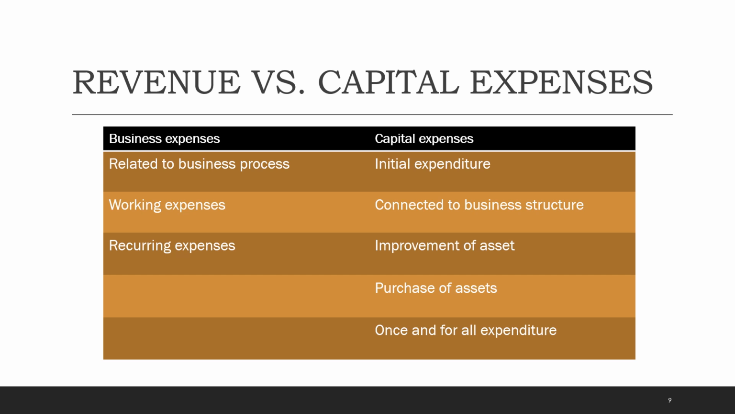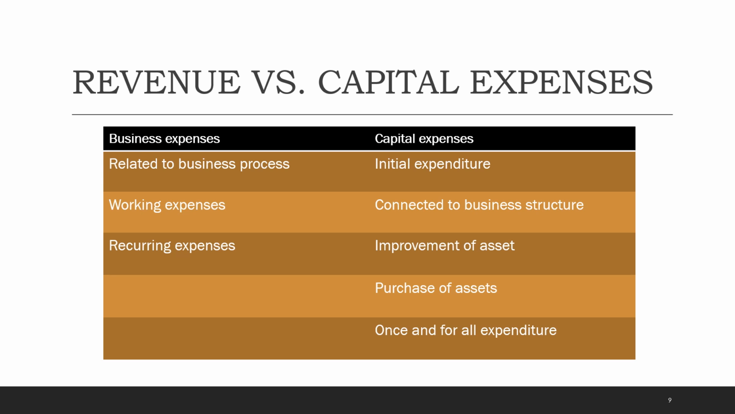Okay, so capital expenses are connected to the business structure. Okay, the main structure, which we can consider long term, something like that. And the expenses are probably related to assets. You purchase the assets, you renovate the asset, which we can capitalize, and then we can apply the capital allowance on that expenses. So it is capital in nature. And then we purchase assets, of course, and then once and for all expenditure, only one time.